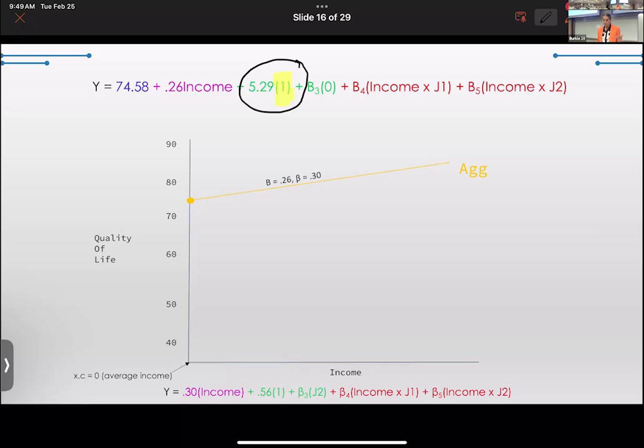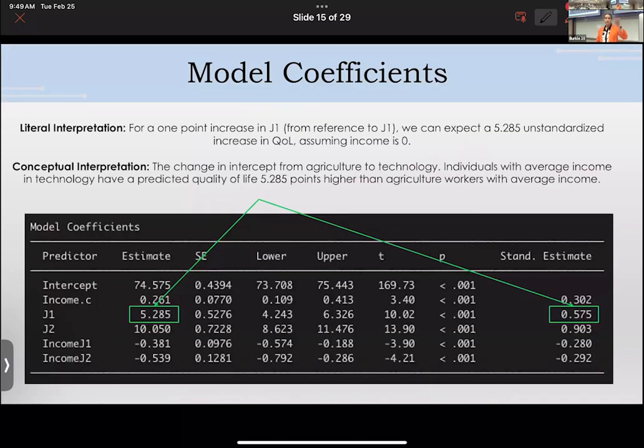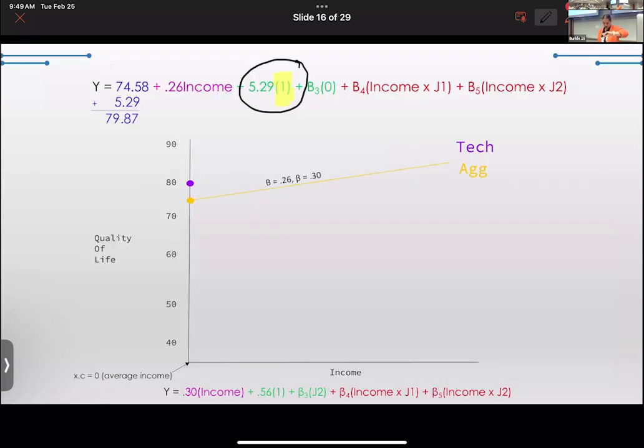So watch what happens. 5.29, you end up with an intercept, a starting point that is higher than agriculture started. And it looks like that. Tech starts 5.29 points above agriculture. So going back to the last slide, it's actually a change in intercept from agriculture to technology. Individuals with average income in tech are predicted to be 5.285 points higher in quality of life than ag workers with average income.